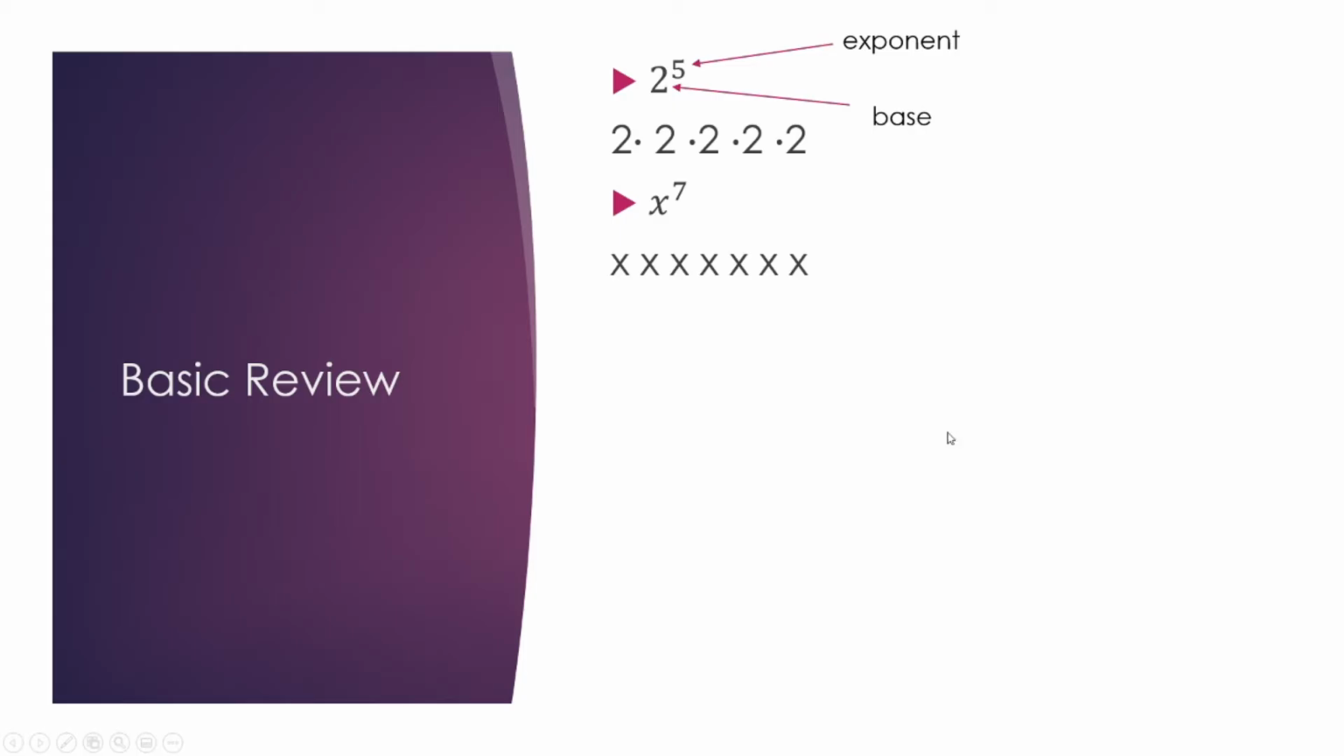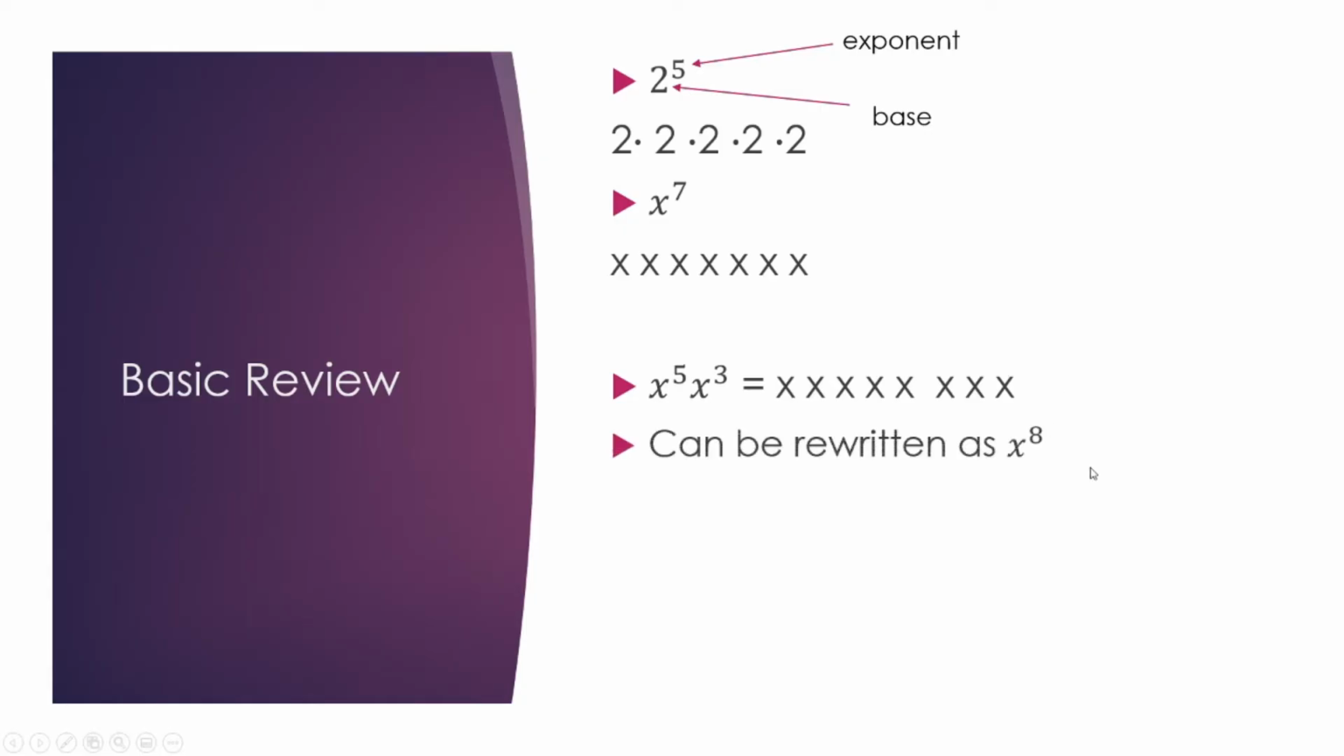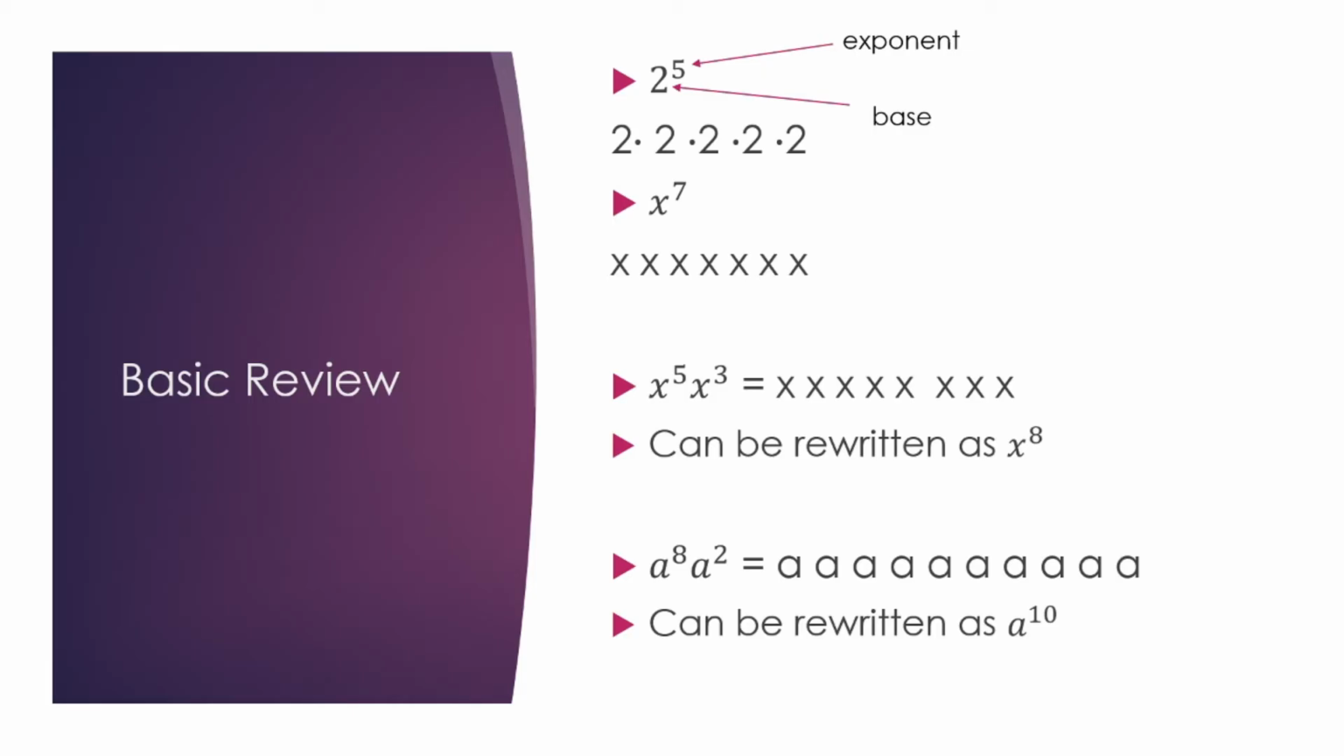So now, if I were to ask you to expand out x to the 5th times x to the 3rd, we know we could take x 5 times, 1, 2, 3, 4, 5, and x 3 times. But if I were to look at this entire thing, how could I rewrite that? Well, there's 1, 2, 3, 4, 5, 6, 7, 8 x's. So we can rewrite that as x to the 8th power. And if you have a to the 8th power times a to the 2nd power, you can list that out as 1, 2, 3, 4, 5, 6, 7, 8, and 2 more a's. But you can also rewrite that as a to the 10th power.